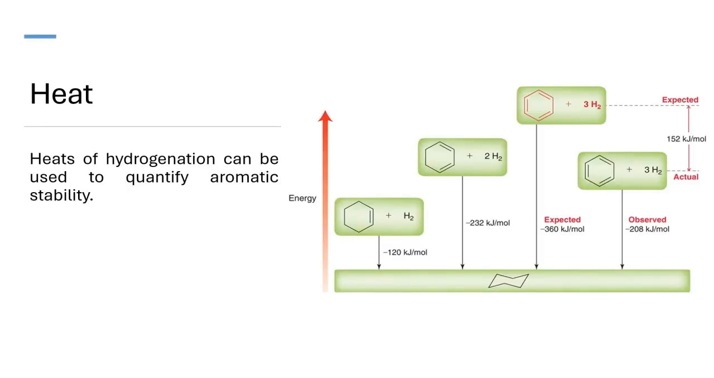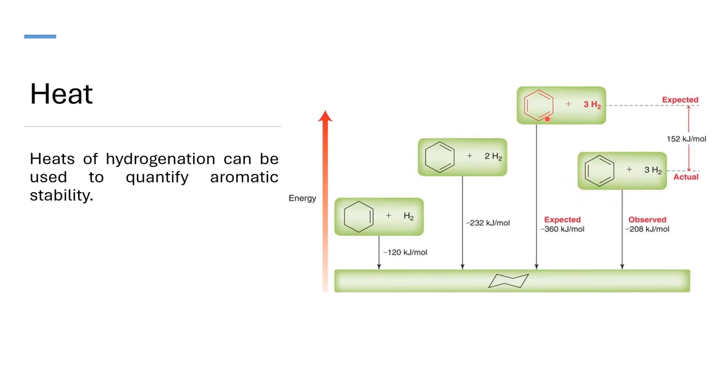Heats of hydrogenation can be used to quantify aromatic stability. Consider the heat of hydrogenation. If we have an alkene, it is -120 kilojoules per mole in terms of that heat. If we were to just about double it, we would have the information for a diene at -232, and if we were to triple it, we would expect it to be about -360, negative of course. However, from expected to actual, the difference is 152 kilojoules per mole, indicating to us that this ring is much more stable than predicted.